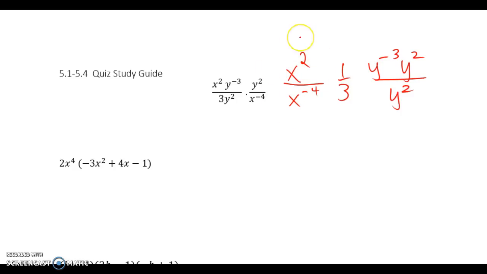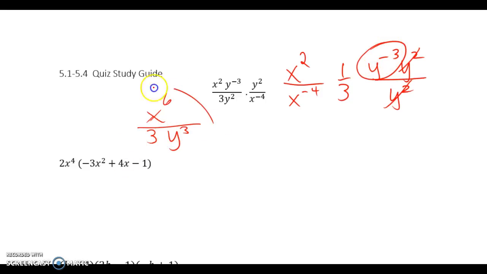What do we do with exponents in a quotient? We subtract them. 2 minus a negative 4 means we will have x to the sixth in our numerator, right? The 3 will stay in our denominator. These two go away, and I really need an answer without any negative exponents. So the negative exponent here will take this, move it to the bottom as y to the third. So there's my answer, okay?